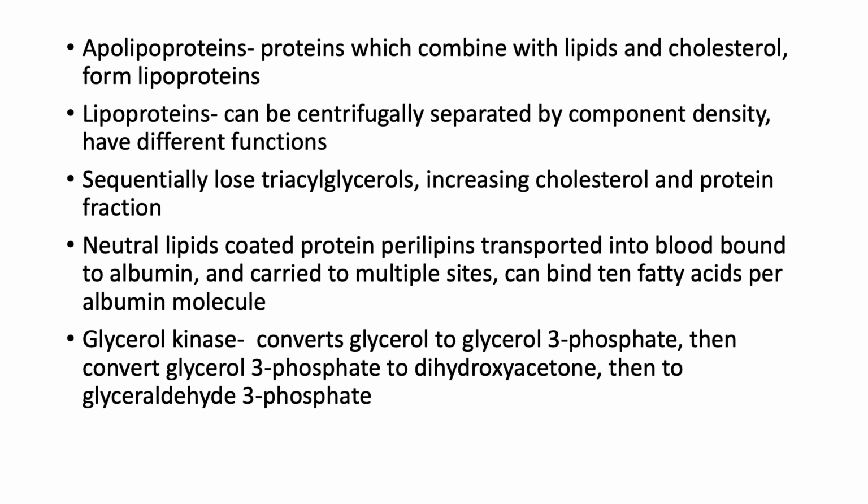Neutral lipids, coated with perilipins, are transported in the blood bound to albumin, and these are carried to multiple sites. They can bind 10 fatty acids per albumin molecule. Glycerol kinase converts glycerol to glycerol 3-phosphate, then converts glycerol 3-phosphate to dihydroxyacetone phosphate, and then to glyceraldehyde 3-phosphate.